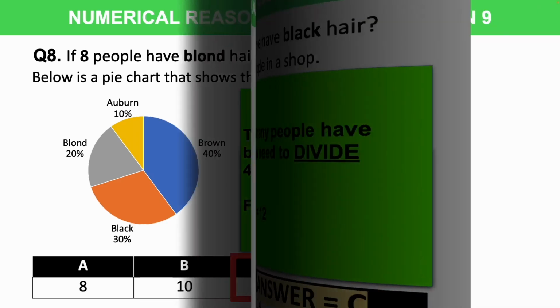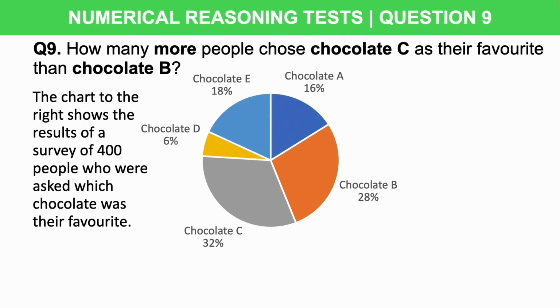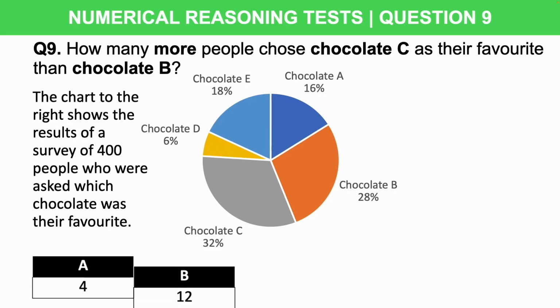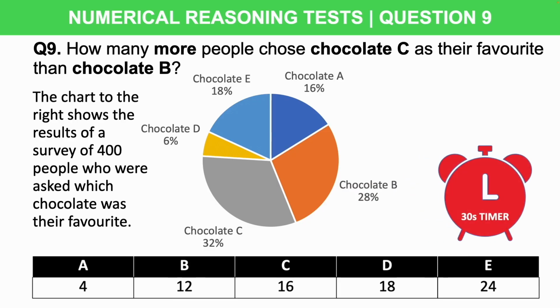So now try one of these questions for yourself. How many more people choose chocolate C as their favourite than chocolate B? Here are your answer options. And I'm going to give you 30 seconds again to work this out, starting now.